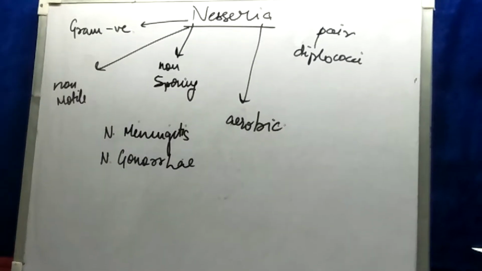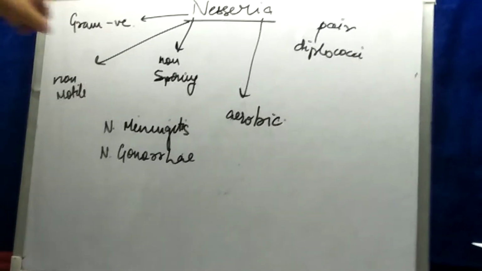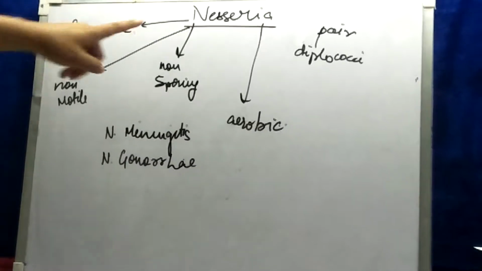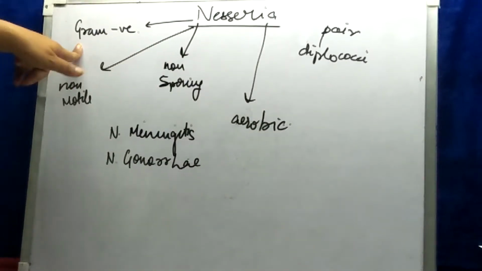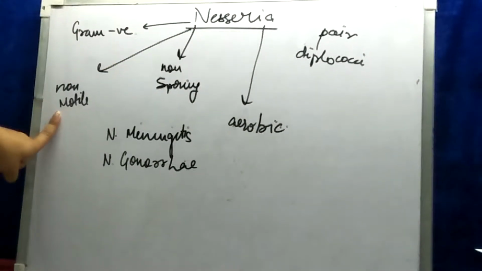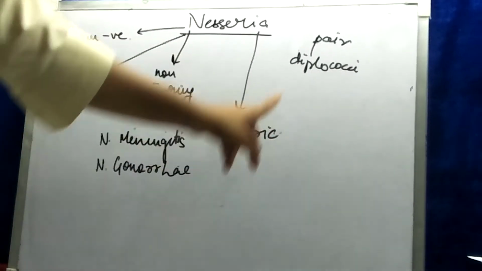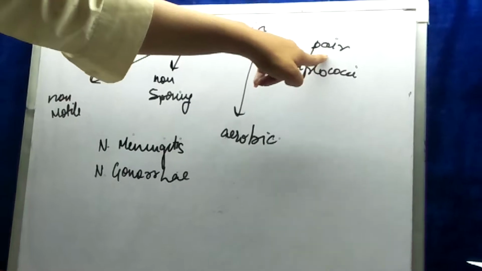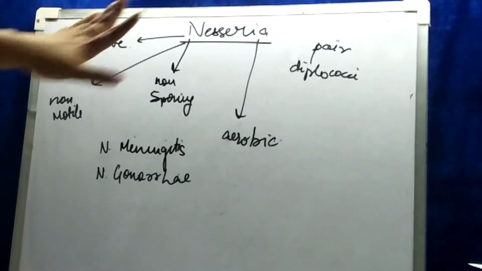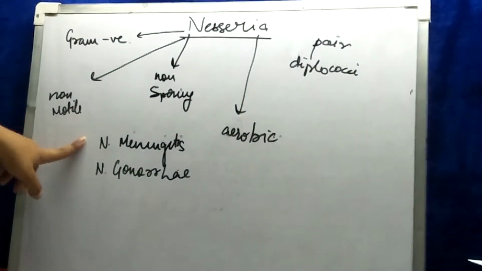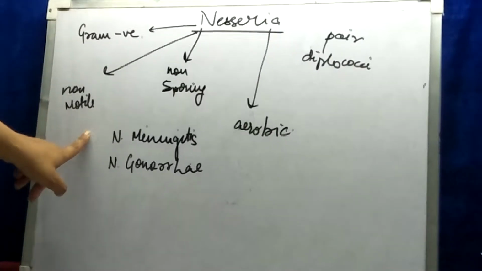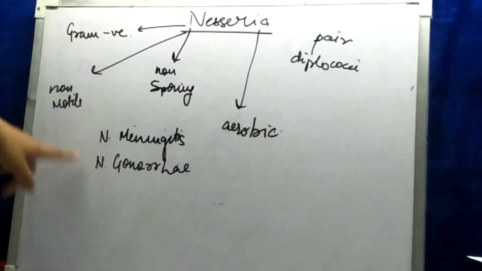We are going to do Neisseria today. For Neisseria's morphology: from N, it is gram negative, non-motile, non-sporing, aerobic, and it is a diplococcus found in pairs. Basically there are two pathogenic species, N. meningitidis and N. gonorrhoeae.